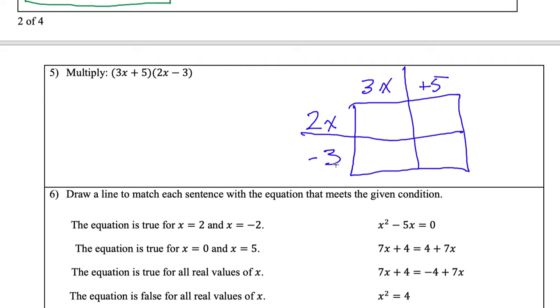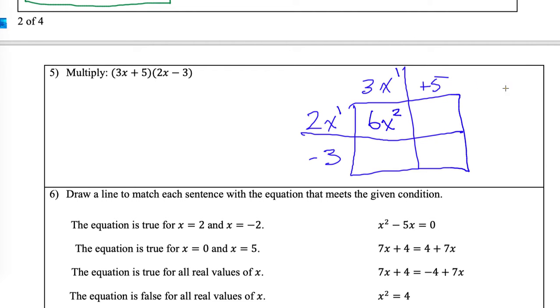And then you have to multiply each of these. So I'm going to multiply this whole column by 3x, this whole row by 2x. So this box is going to be 3x times 2x. So 3 times 2 is 6, and then x times x, I'm really adding the powers. This was a power of 1, and this was a power of 1. 1 plus 1 is x to the power of 2. So this is 6x squared.